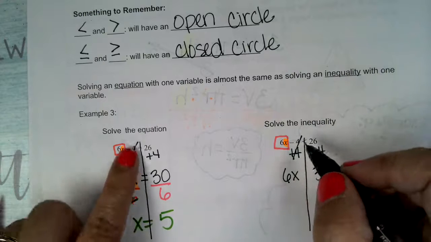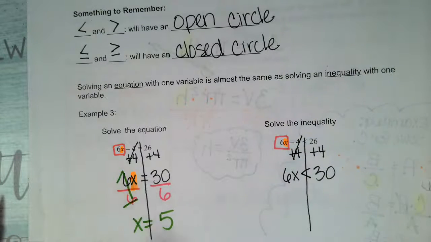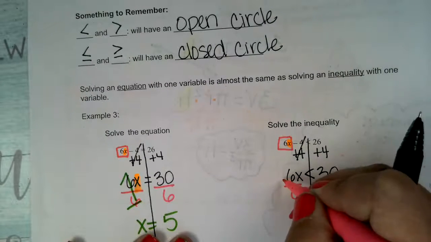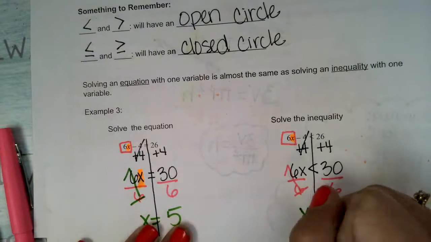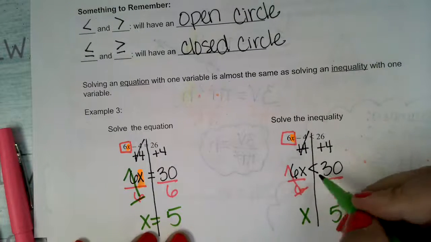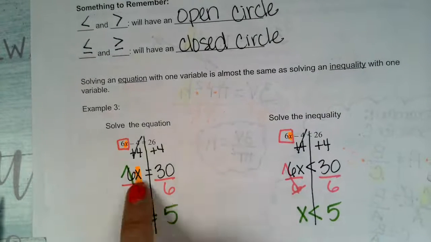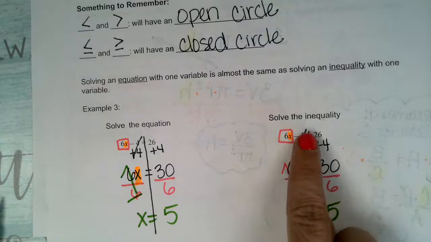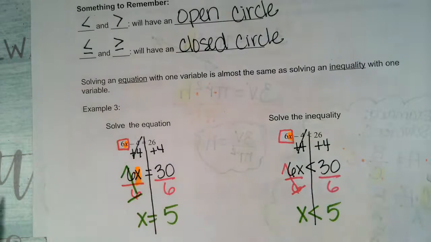Only thing different, here I carry down an equal sign. This time I'm going to carry down the less than symbol. Next, I'm going to get rid of that 6 by dividing by 6 on both sides. My 6's cancel. Make a fancy 1 there, so I'm left with 1x and a 5. And again, I'm just dropping down that inequality. So you can see that the steps are the same. The only thing that's different is this time I'm carrying down a less than symbol, and over here on the equation, I'm carrying down an equal sign.